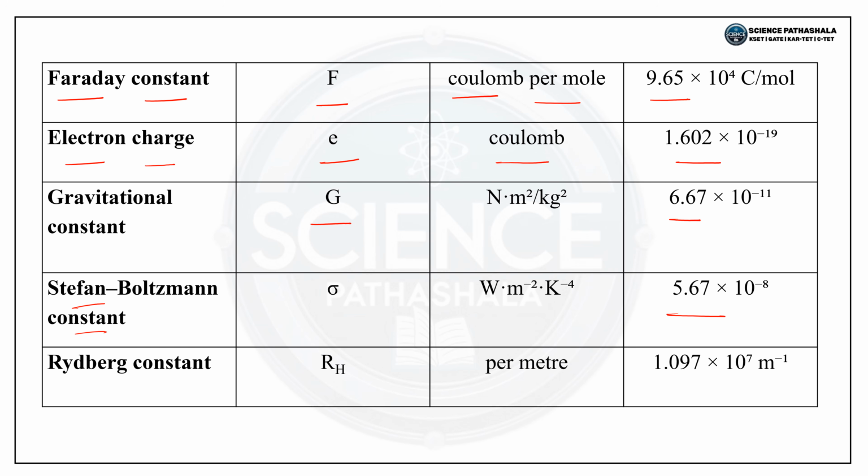So the next is Rydberg constant. So Rydberg constant andre it is used to calculate the wavelengths of spectral lines of hydrogen and other one electron atoms. So it is represented by the symbol RH. So the SI unit it is per meter. The value it is 1.097 into 10 raised to 7 per meter.